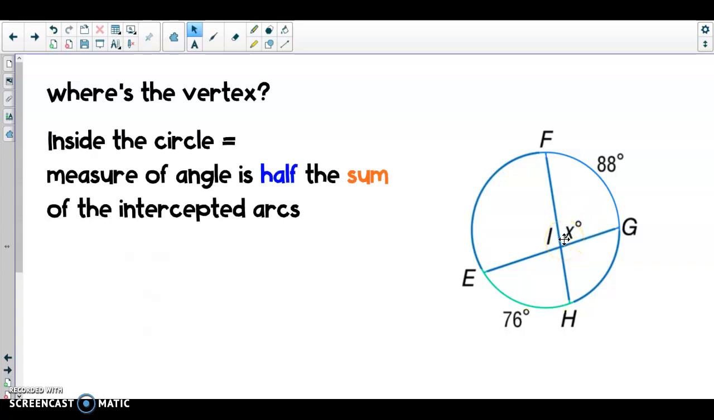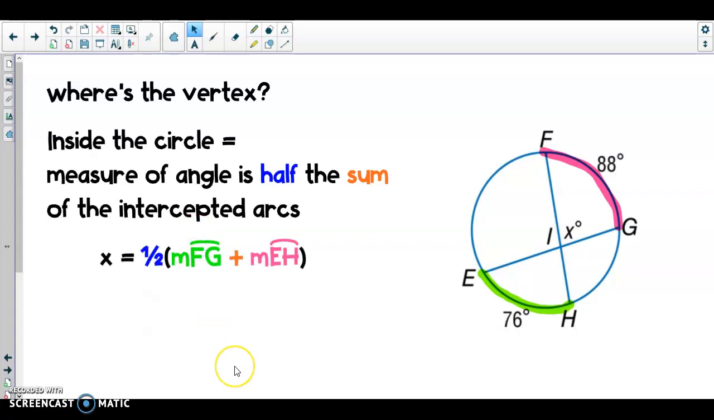This angle is always going to be half the sum of the 2 intercepted arcs. This kind of looks like a bow tie, right, with those 2 chords. So this angle intercepts 2 arcs. We have an intercepted arc here at FG and an intercepted arc here at EH. So the x degrees here is going to be half the sum of those 2 arcs. So x will be half the sum of arc FG plus arc EH. Make sure that you do the sum in parentheses first and then times it by 1/2.